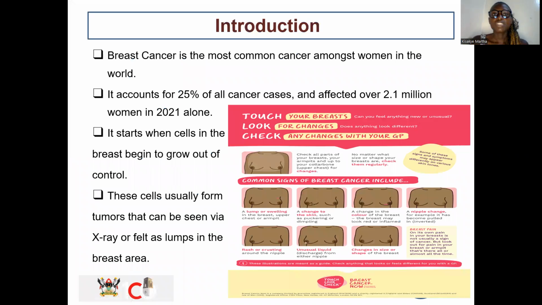So we are starting with the introduction. What is breast cancer? Breast cancer is the most common cancer amongst women in the world. It accounts for 25% of all cancer cases and it affected over 2.1 million women in 2021 alone. It starts when the cells in the breast begin to grow out of control. These cells usually form tumors that can be seen via x-rays or felt as lumps in the breasts. For instance, you can see some of the signs here.